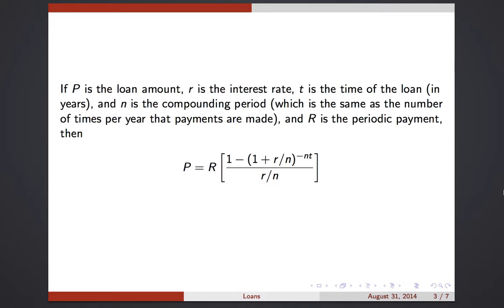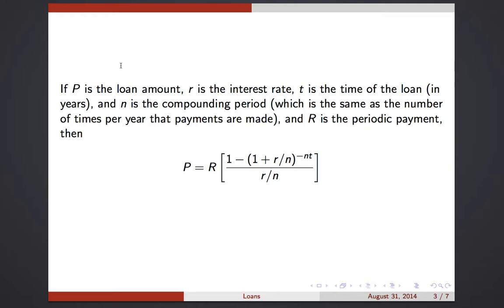Here is the loan formula. Little r and little t and little n mean the same thing they always mean. Little r is the APR in decimal. T is the time in years, the life of the loan in years. And n is the number of times per year things are done, so n is the number of times that payments are made in this context. Capital R is the payment amount, and capital P is the amount you borrow.